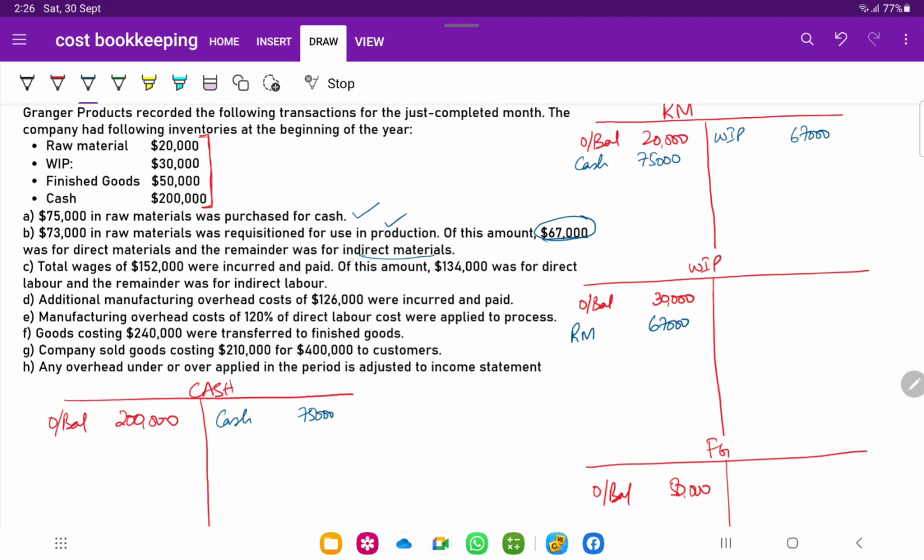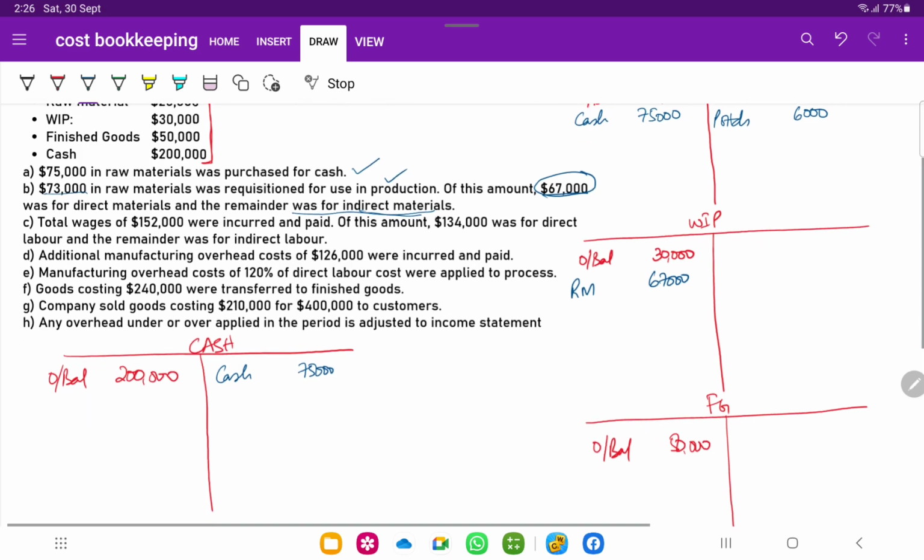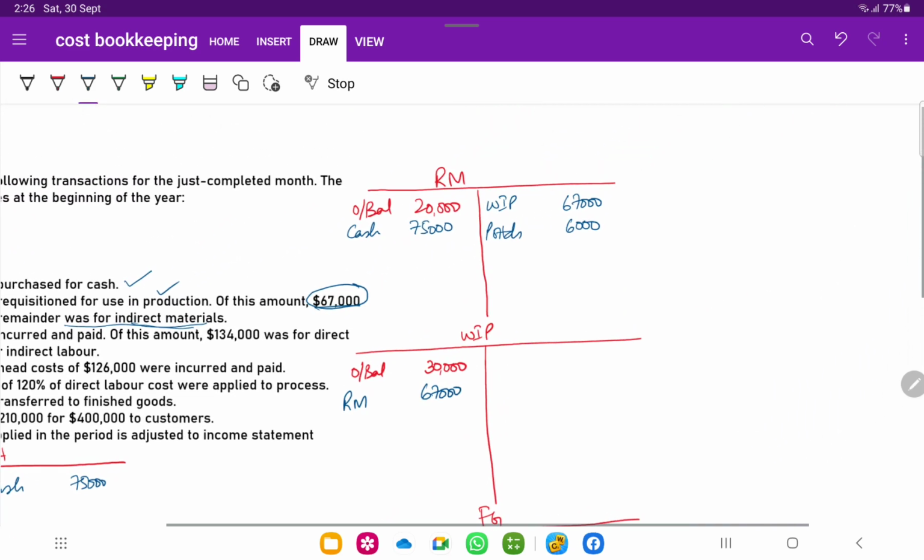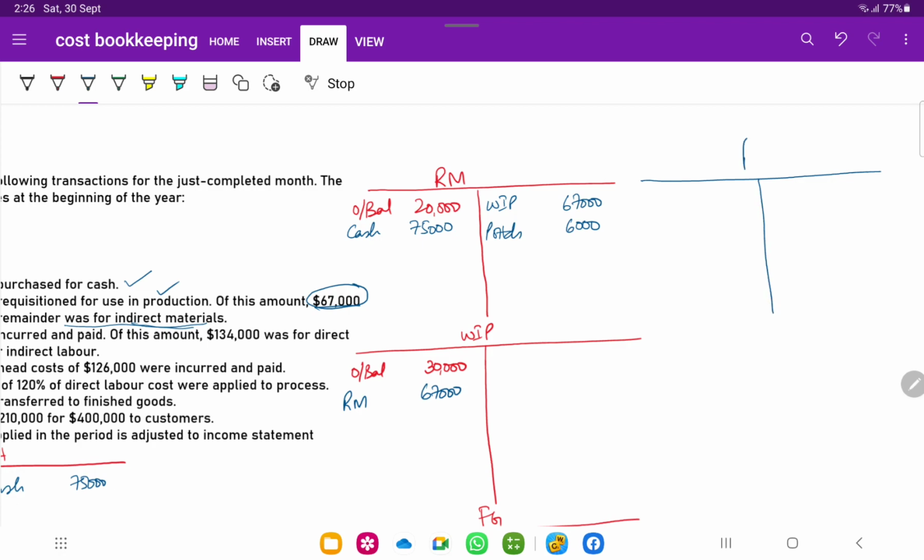And then it says the remainder was for indirect material. I think 73 minus 67 is 6,000. I think we passed that entry. So production overheads 6,000, and we haven't made any account of production overhead, so let's make it here. We'll make a debit entry of 6,000 here with a reference of raw material, right?